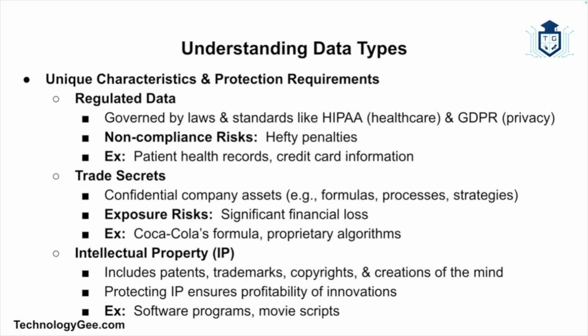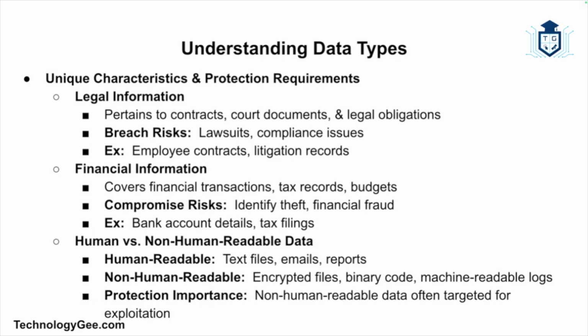Then we have what is called intellectual property. This includes patents, trademarks, copyrights, and other creations of the mind. Protecting IP ensures innovation remains profitable. An example of this would be a software program or a movie script. Next, we have what is called legal information. Legal documents pertain to contracts, court documents, or anything tied to legal obligations. Breaches here can lead to lawsuits or compliance issues. An example would be employee contracts or litigation records.